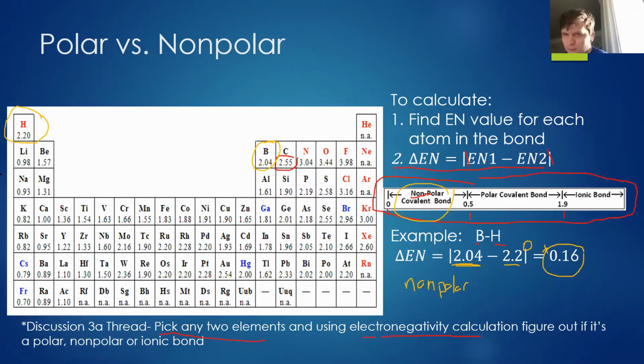Here we go. Between boron and hydrogen, well, boron's a semimetal, right? It's along that zigzag line. But when boron was with hydrogen, we said that through the calculation, it was a nonpolar covalent bond. So semimetals and nonmetals can also be covalent bonds. So nonmetal with a nonmetal or a semimetal with a nonmetal.